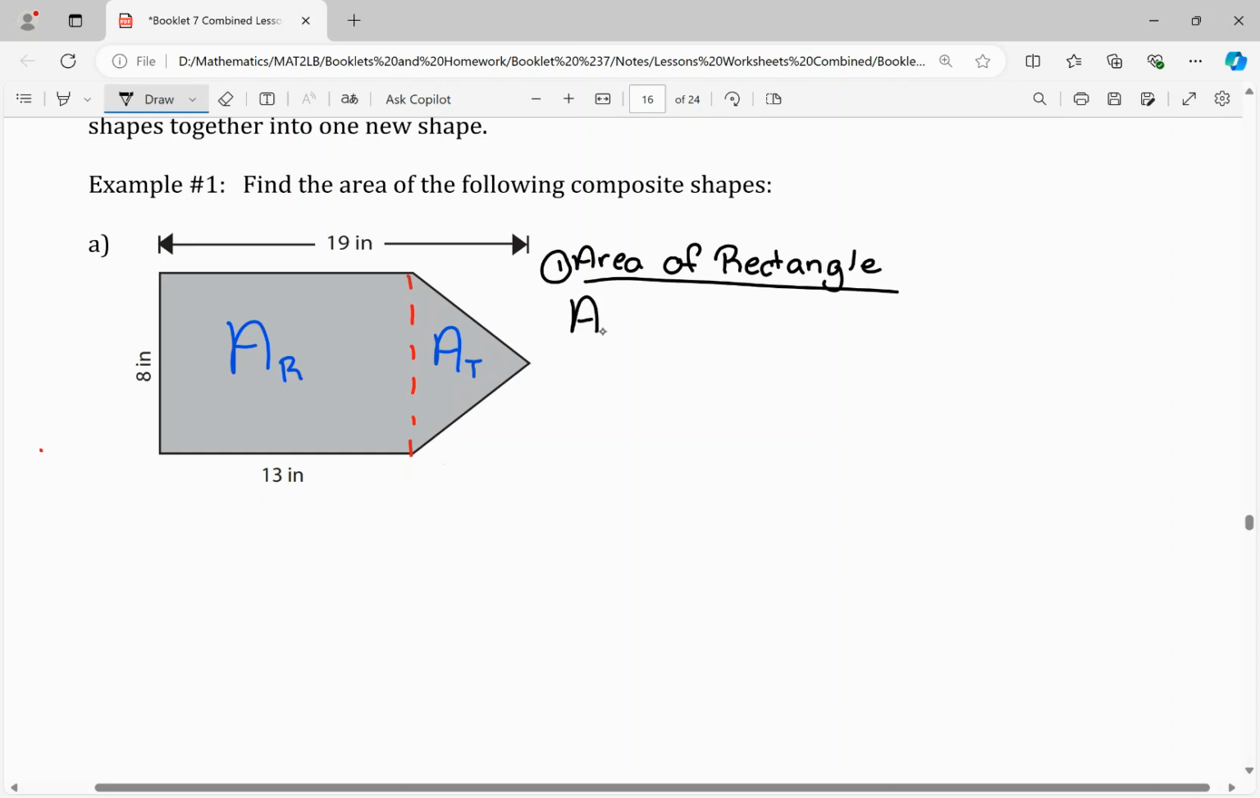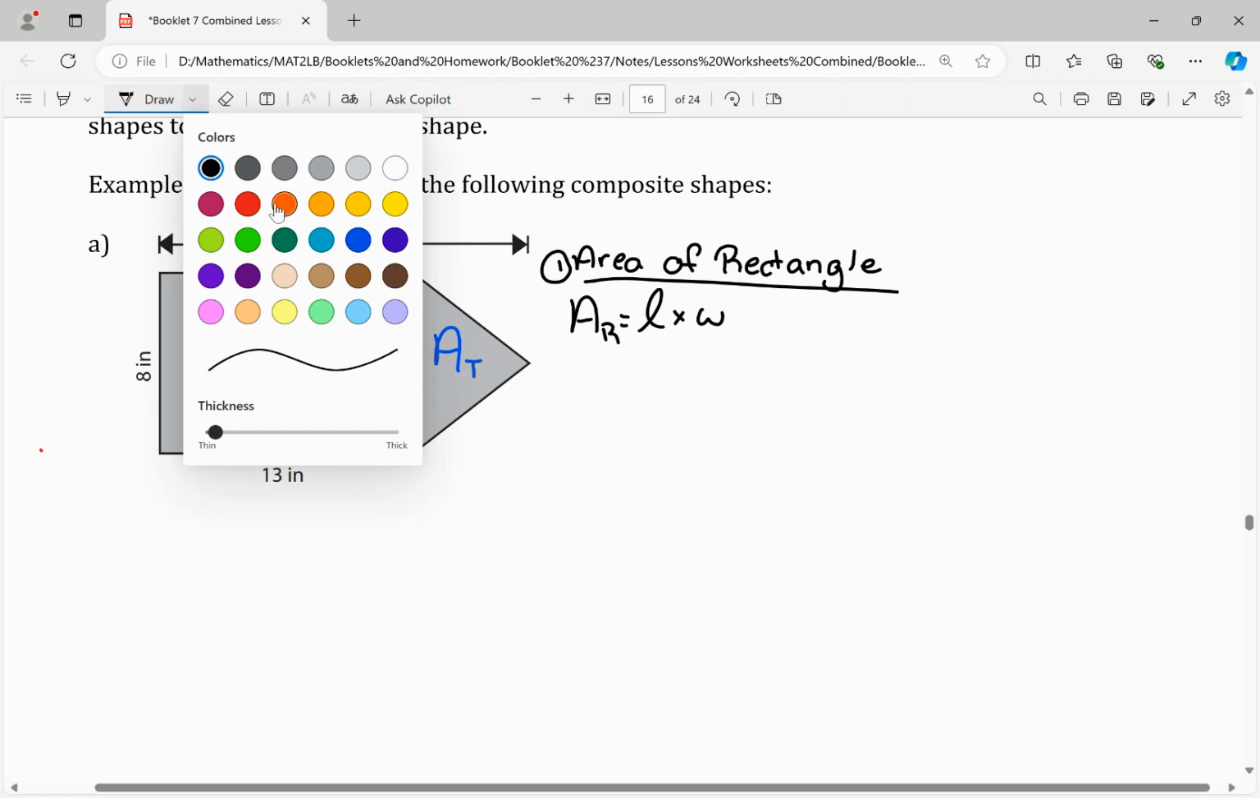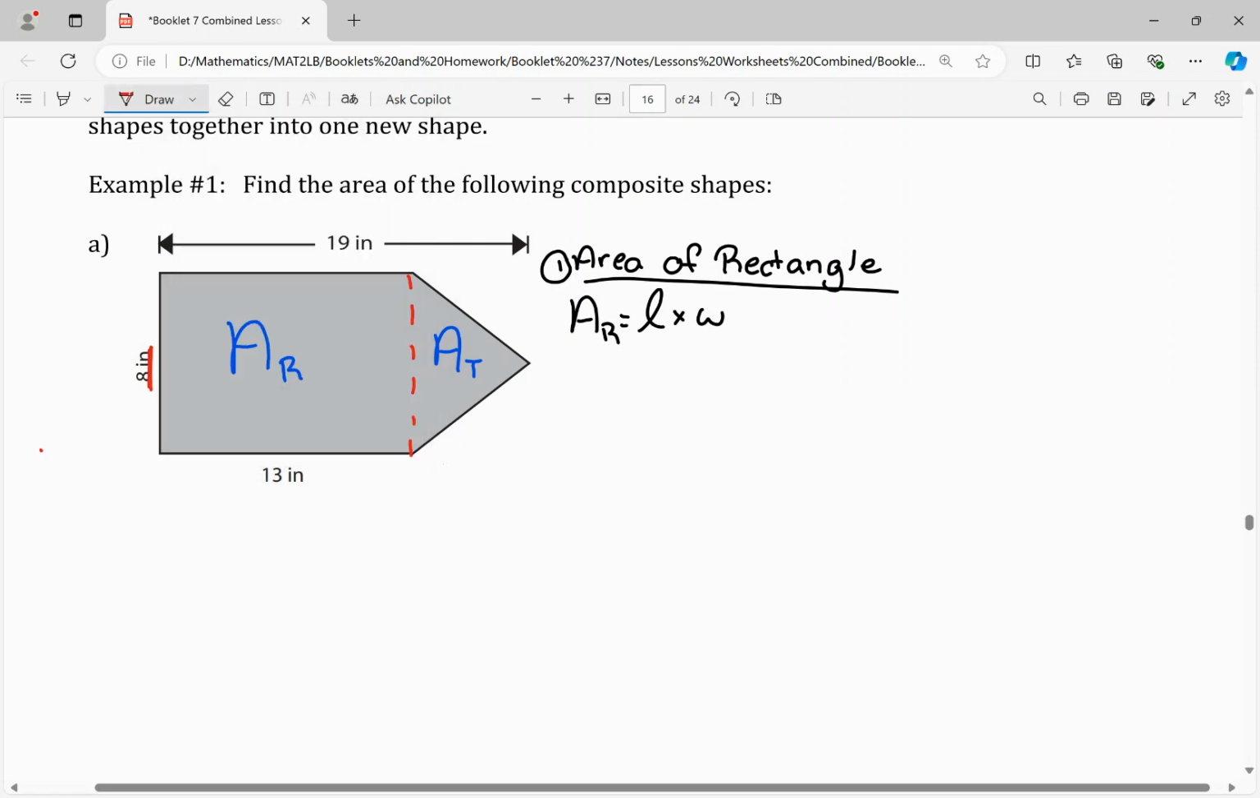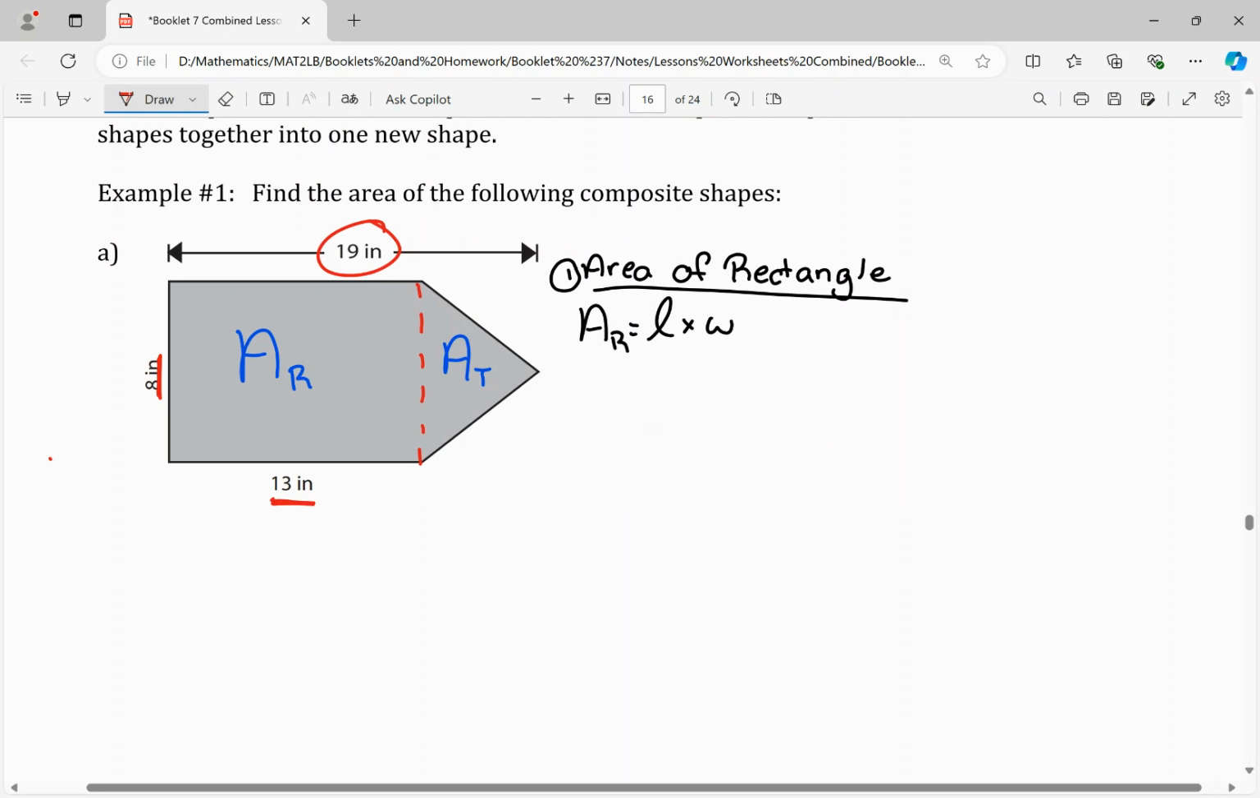Well, we know that the area of a rectangle is equal to length times width. Now, in this scenario, I directly give you the length and the width. That is 8 and 13. Please don't use the number 19. 19 is actually much larger than the length, right? It is the length plus some more. So 19 is not the length of the rectangle. It's longer than the side that it is along.